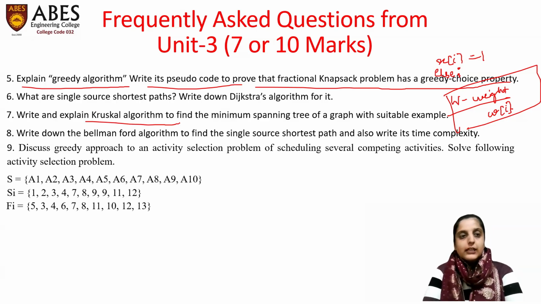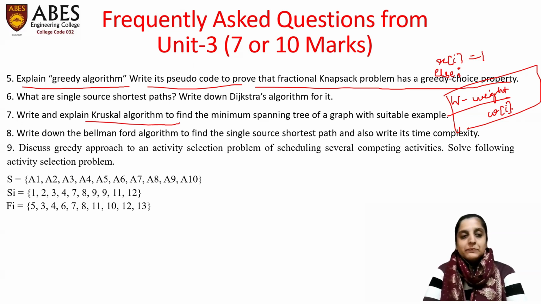You will get marks. Next is write down the Bellman-Ford algorithm to find single source shortest path and also write its time complexity. This is again a very straightforward question. You can just write the Bellman-Ford algorithm. We have already discussed it in the video. Just go and take help of that video, and we have already done its time complexity analysis line by line. You can just check that.